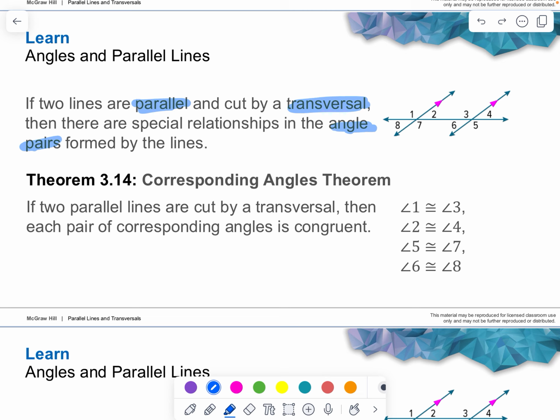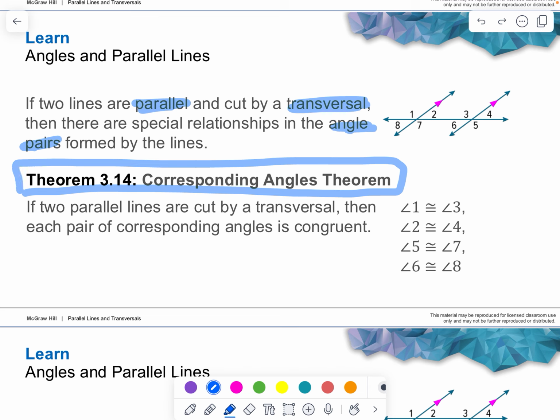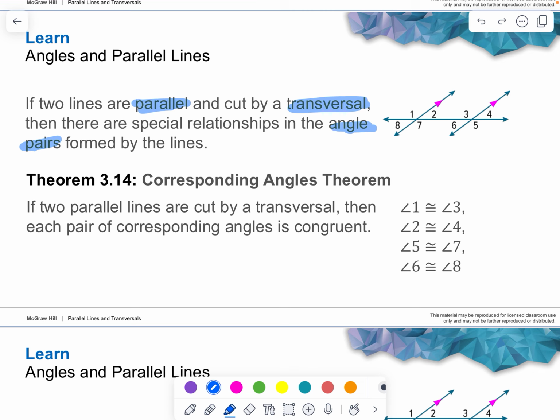Theorem 3.14, the corresponding angles theorem. These are the professional terms for them. This is a mathematical theorem, and in proofs you could actually write theorem 3.14, but in your notes I've written the verbiage they use in ALEKS proofs. If two parallel lines are cut by a transversal, then each pair of corresponding angles is congruent. So let's look at what that means.